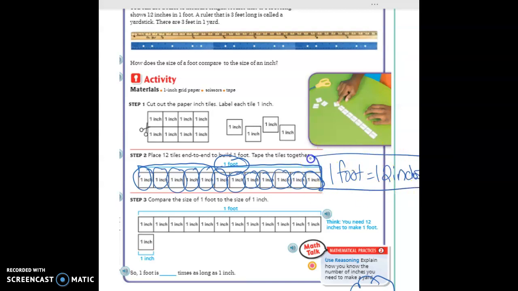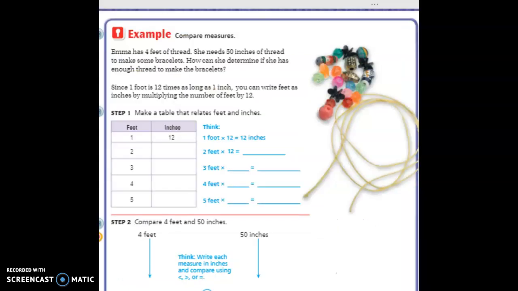Now I want you to remember that 12 inches are in 1 foot. So it says down here, 1 foot is 12 times as long as 1 inch. So pretty much in fancy words, this is saying it takes 12 inches to equal 1 foot. Now go ahead and go to the next page.